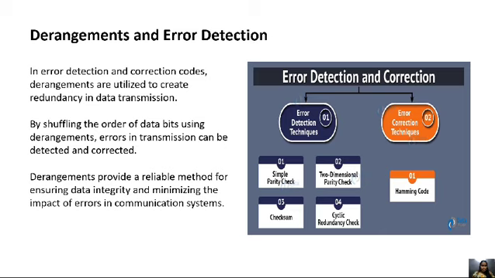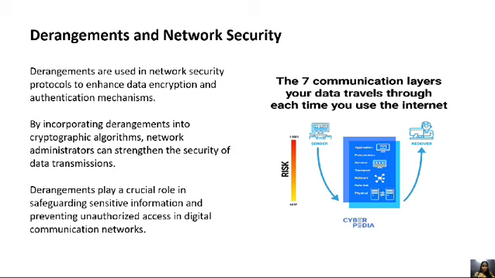Derangements and error detection. In error detection and correction codes, derangements are utilized to create redundancy in data transformation. By shuffling the order of data bits using derangements, errors in transmission can be detected and corrected. Derangements provide a reliable method for ensuring data integrity and minimizing the impact of errors in communication systems.